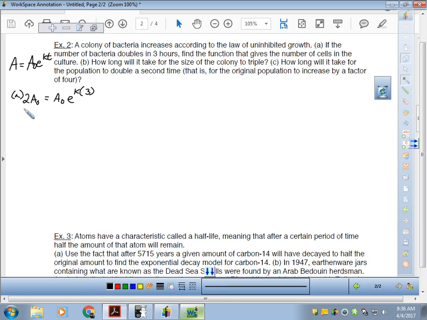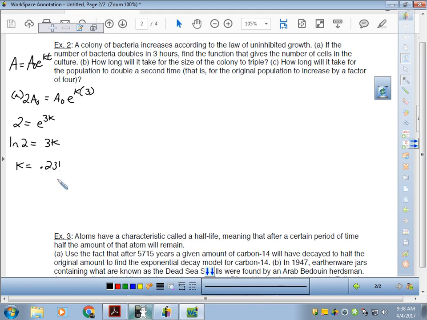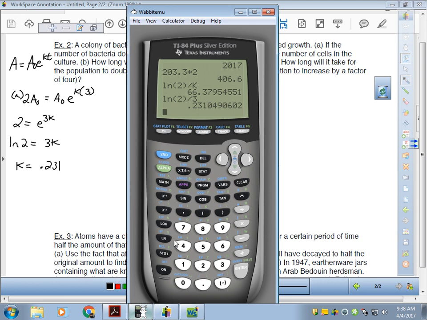And then we'll divide the a sub 0 across, and so we'll get 2 equals e to the 3k. Take a natural log on both sides, so natural log of 2 equals 3k. Divide both sides by 3, and we can figure out what k is. Natural log of 2 divided by 3, so it's 0.231. And again, I'm going to store that value, so I'm going to say, hey, let's store that in k. So now when I hit k, it'll give me that number.